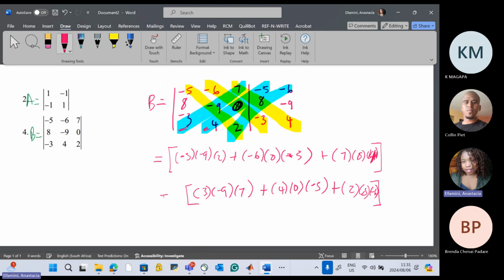And then the blue one is 3, -9, and 7, plus 4, 0, and -5. Look at the mistakes we are making, guys. This is -3. Do you see that? It's minus 3 here, minus 3 times -9.